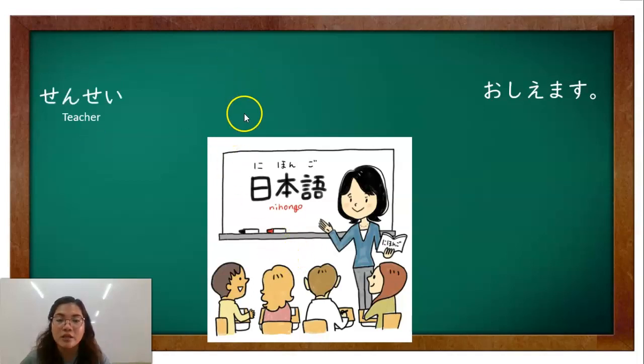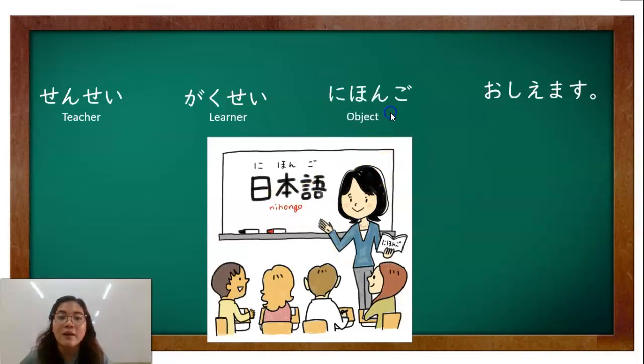Our learners, which is ang student in Japanese is gakusei. At kung ano yung tinuturo ni teacher, siya yung object, which is nihongo. Okay? So, si teacher ay nagtuturo ng nihongo sa mga students. So, that means, si sensei yung ating particle wa, kasi siya yung nagtuturo. Gakusei ang ating particle ni, kasi sila yung tinuturuan, at nihongo ang ating particle o, kasi ito yung tinuturo.